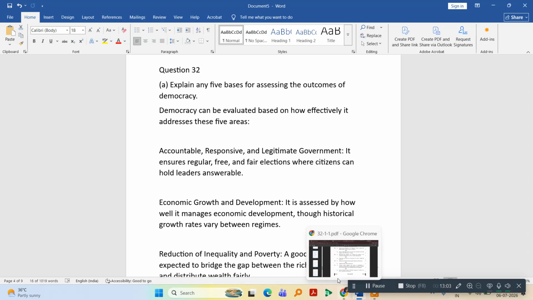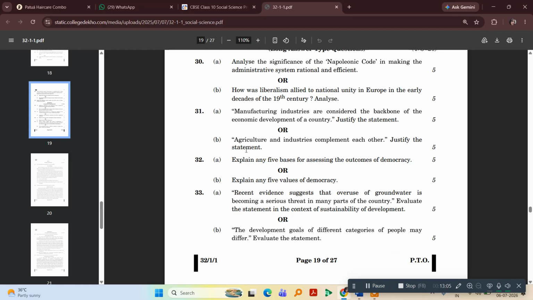Now, the third question is, sorry, it's not the third question. It is the third question of Section D. However, it is the 32nd question. The question of Part A is like this: explain any five bases for assessing the outcomes of democracy. And the question of Part B is as follows: explain any five values of democracy.